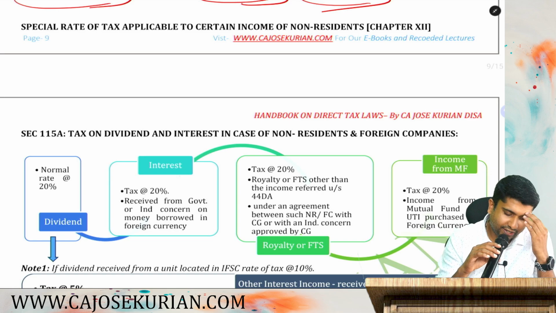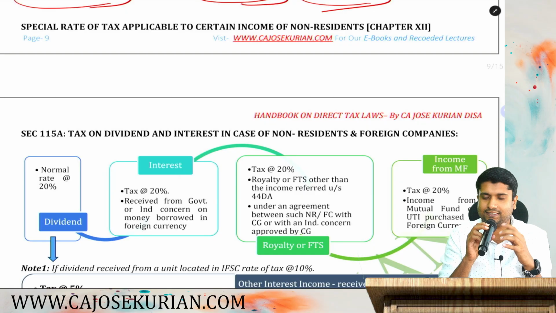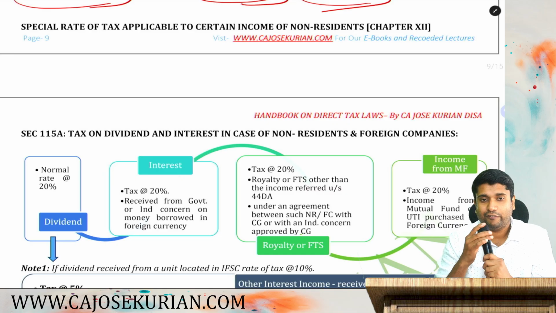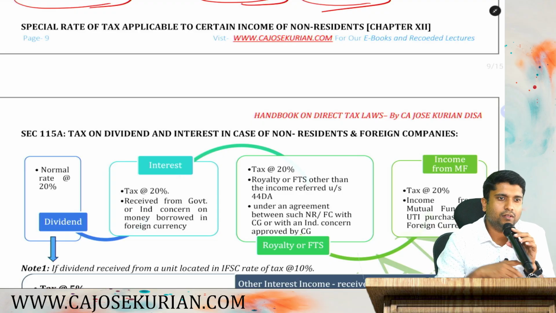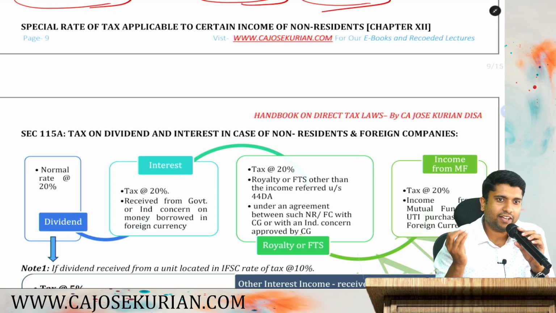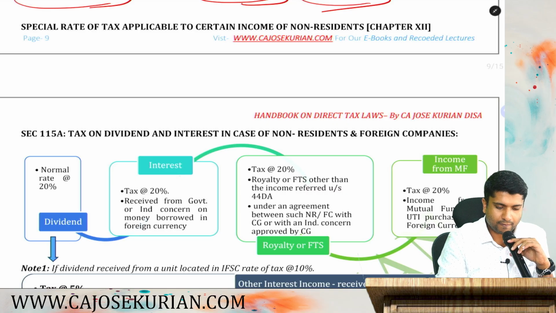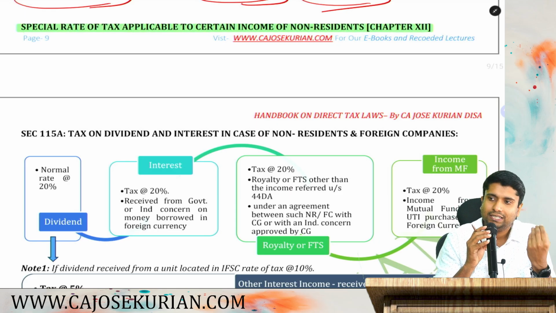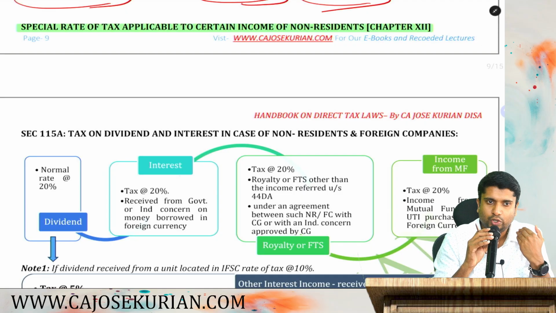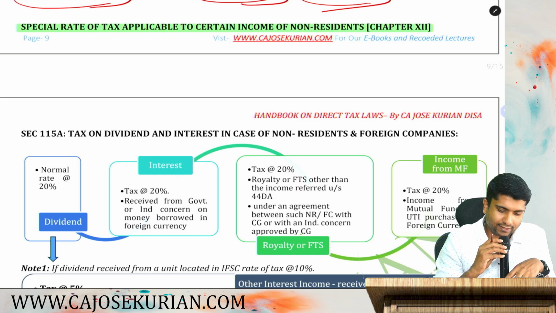So friends, now we have to discuss the flat rates. The next phase is all about the flat rates applicable for non-residents. What are flat rates? For certain types of income, non-residents have to pay taxes at respective rates. Under that, the heading is special rate of tax applicable to certain income of non-residents, as per Chapter 12. That's what we are about to discuss right now.